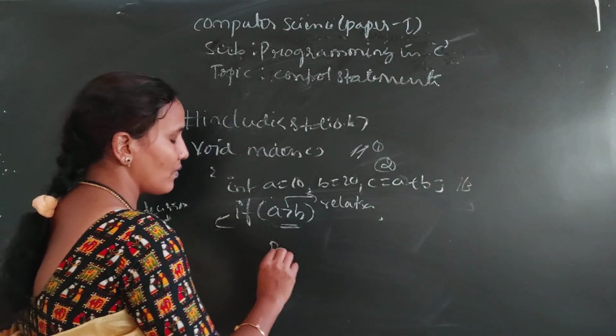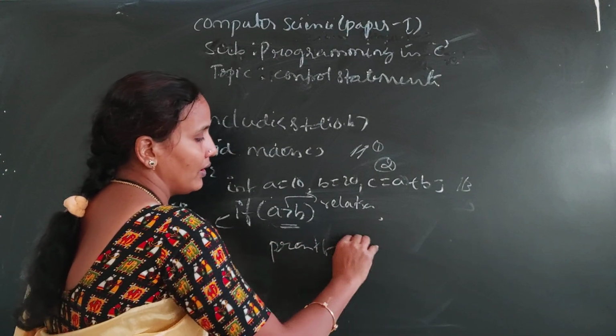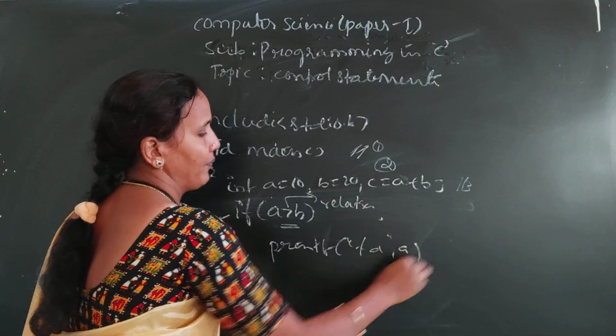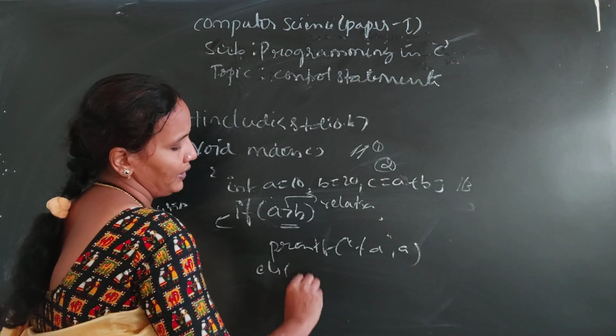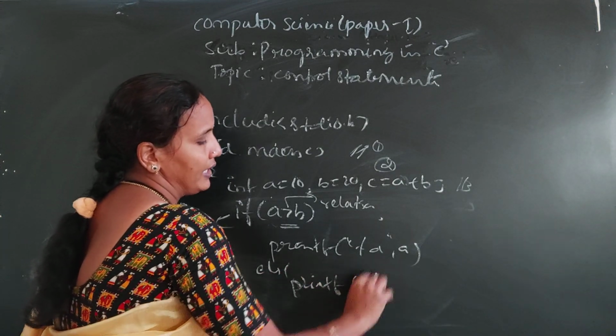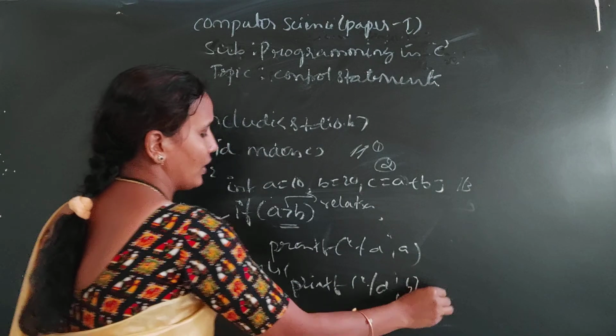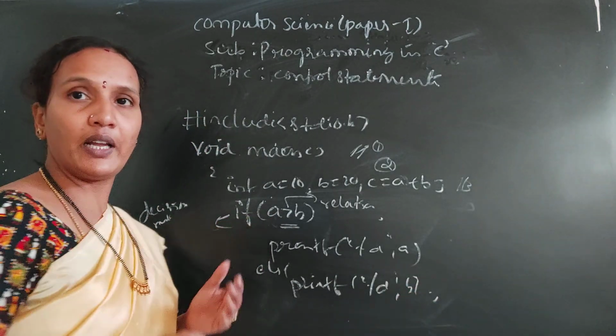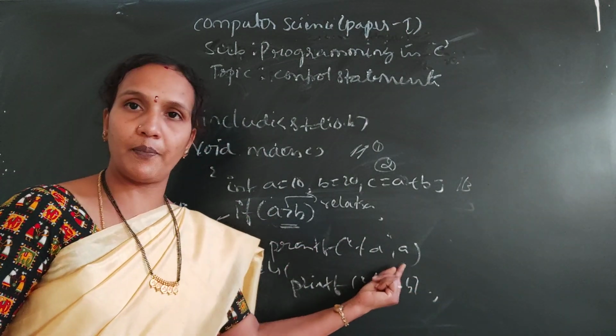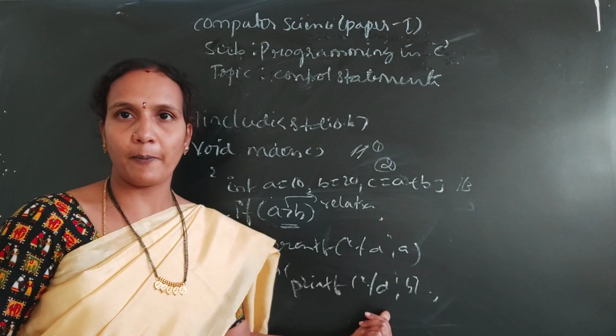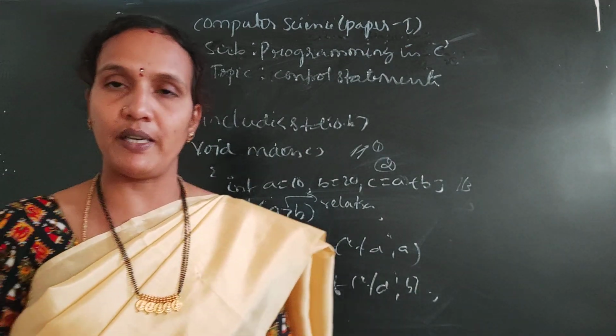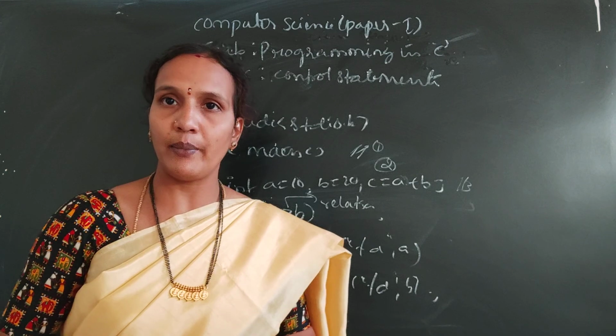Printf percentage A, else printf percentage B. Means if this condition is true, if A value is greater than B, A is printed, else B is printed. Okay, means here there are two variables, but I am not printing both values.